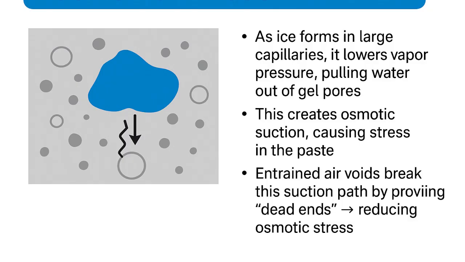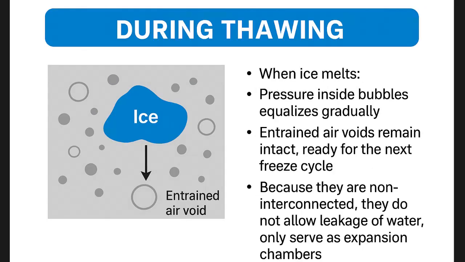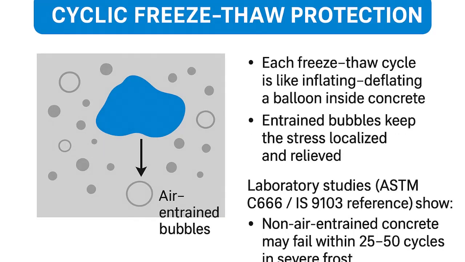Now, what is happening during thawing? What is happening when ice melts? Pressure inside bubbles equalizes gradually. Entrained air voids remain intact, ready for the next freeze cycle, because of the hydrophobic tail and hydrophilic head formation. These voids become stable, and because they are non-interconnected, they do not allow leakage of water, and only serve as expansion chambers. Now, in cyclic freeze-thaw, what is happening? Each freeze-thaw cycle is like inflating and deflating a balloon inside the concrete; entrained bubbles keep the stress localized and relieved.